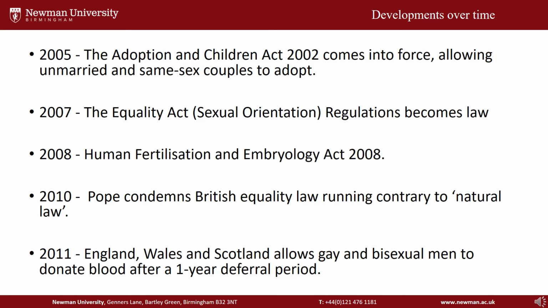In the second half of the 2000s, we had some further legislation. So we had, in 2005, the first opportunity for also unmarried couples, but for same-sex couples to be able to adopt children. This is also a landmark piece of legislation. And then in 2007, the Equality Act sexual orientation regulations became law, and what they effectively achieved was to make discrimination on sexual orientation in the provision of goods and services illegal.